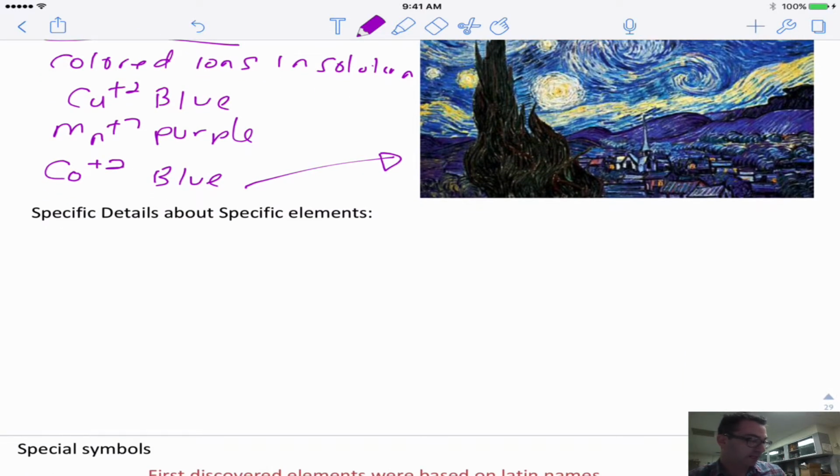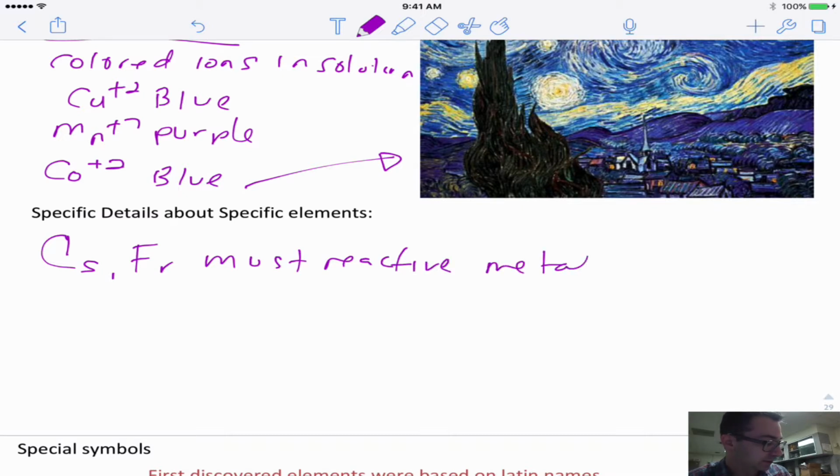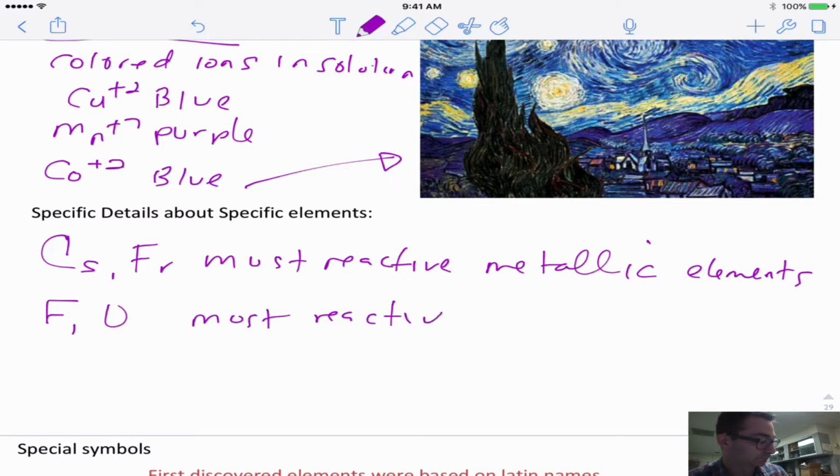Alright, specific details about some elements. So cesium, francium, these are the most reactive metallic elements. On the other side, in the upper right, we have fluorine, oxygen. These are the most reactive non-metallic elements.